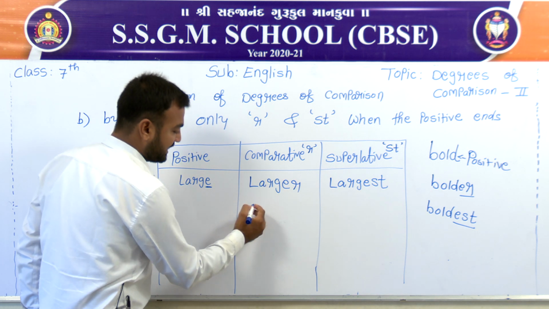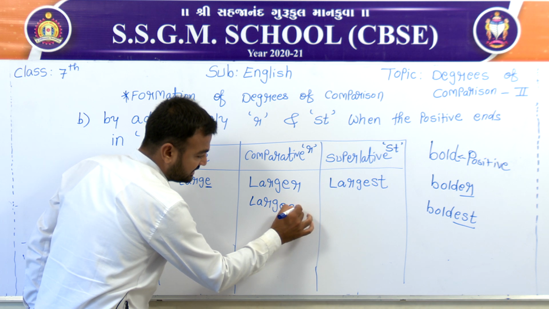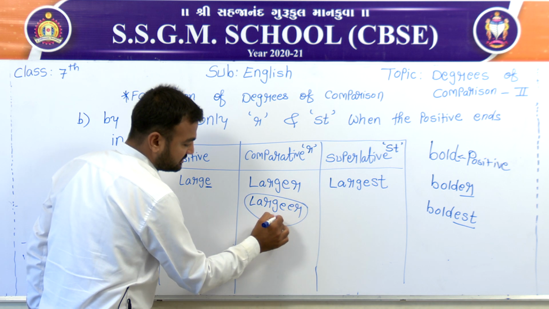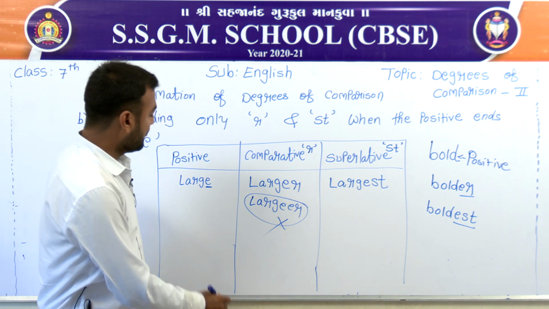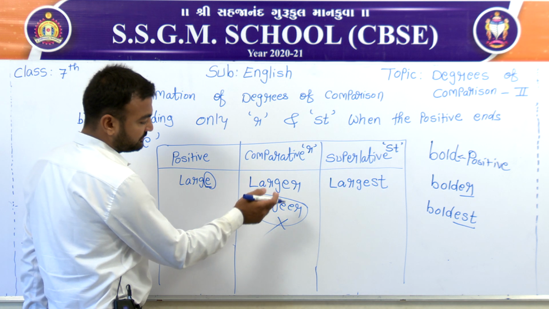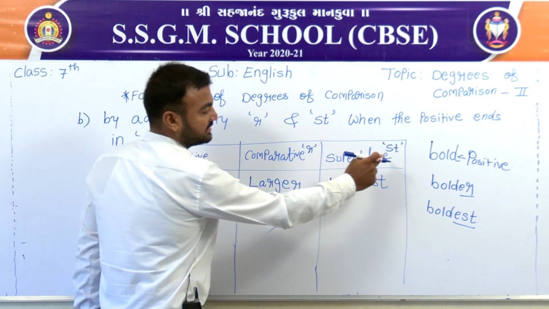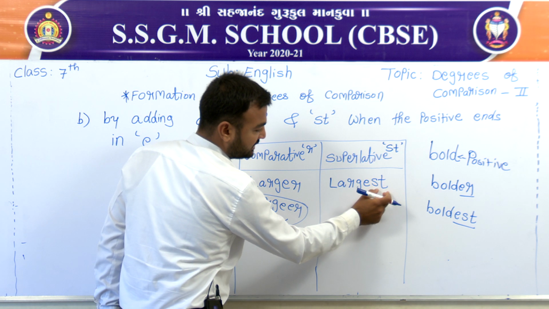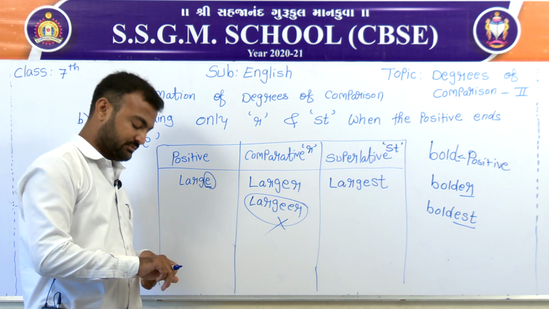We do not have to add, let us say, LARGE and then ER. That would be wrong. This is incorrect. Why? Because the positive degree's last letter is E. At that point we have to add only R to the comparative degree and ST to the superlative degree. Please keep this in mind.